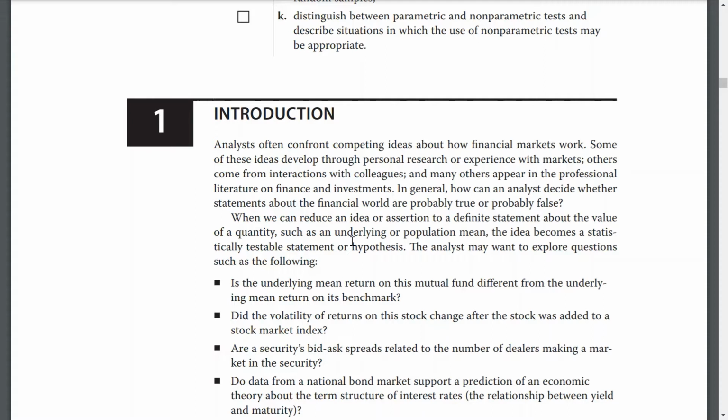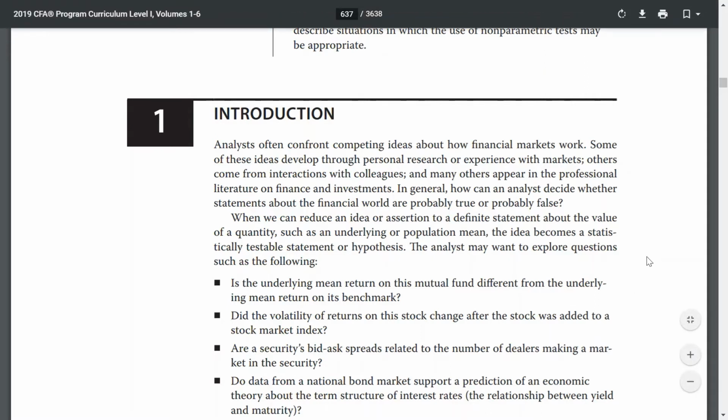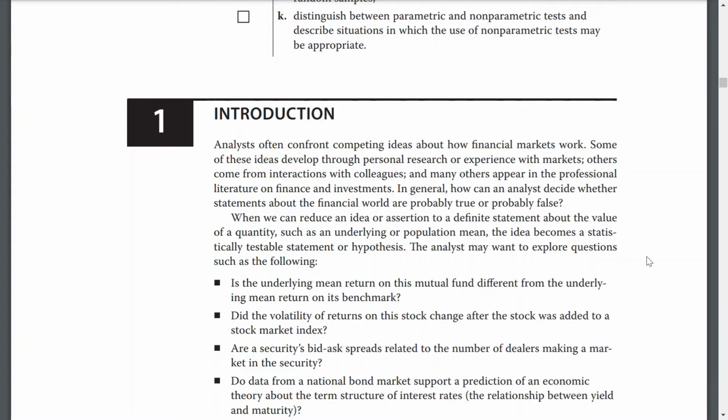How can an analyst decide whether statements about the financial world are probably true or false? When we reduce an idea or assertion to a definite statement about the value of a quantity, such as the underlying or population mean, the idea becomes a statistically testable statement or hypothesis. The analyst may want to explore questions such as the following.